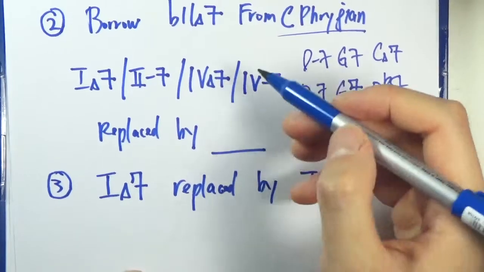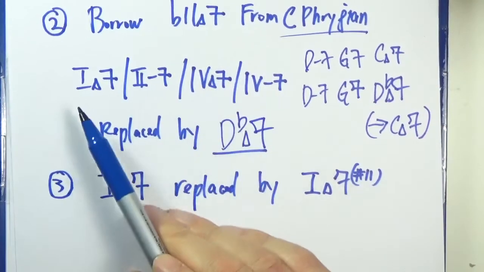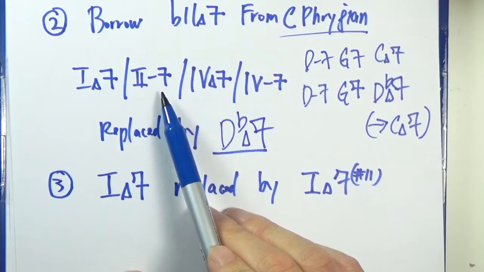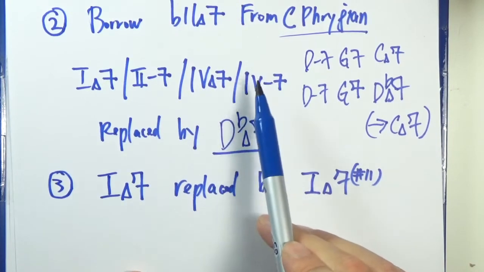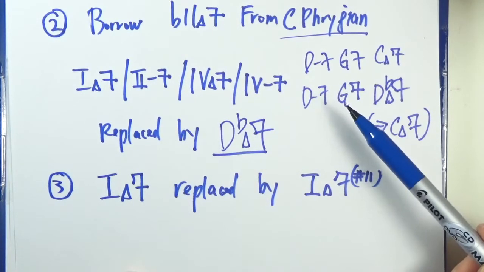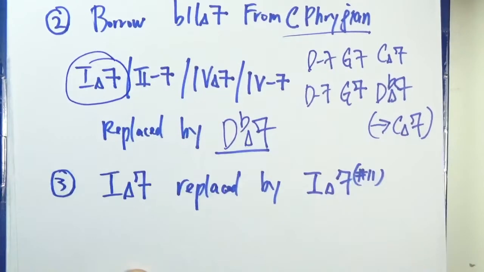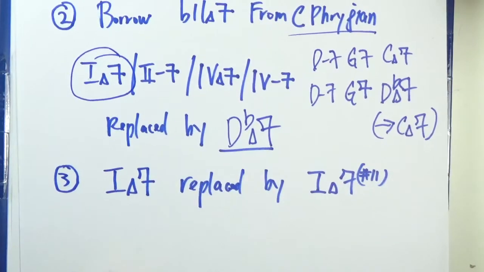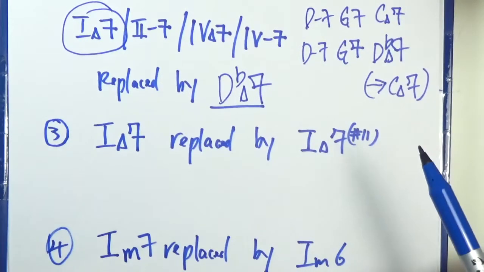Okay, so this can be replaced by D flat major 7. So these chords, the 1 major 7, 2 minor 7, 4 major 7, or even 4 minor 7, which is already a modal interchange chord, can be replaced by D flat major 7. And one case I've seen a lot is actually the first chord, the 1 major 7, being replaced by D flat major 7 to create again this deceptive cadence effect.